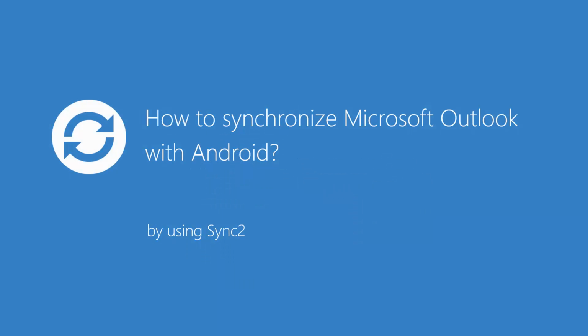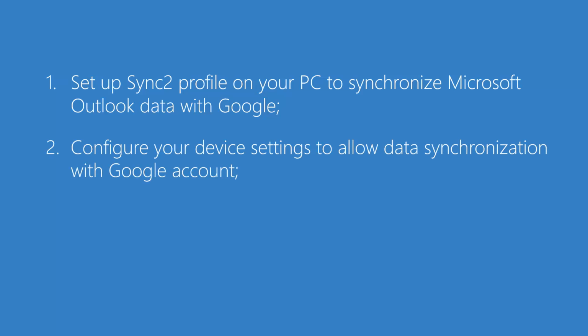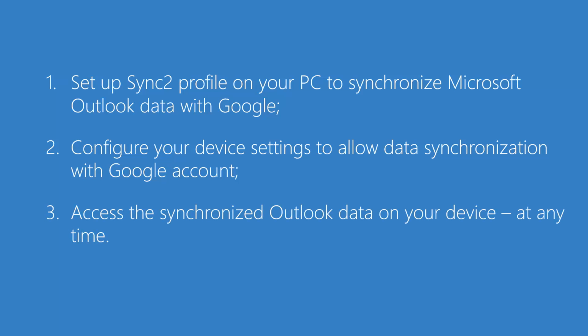This video will demonstrate how to synchronize Microsoft Outlook with Android devices by using Sync2. Start by setting up a Sync2 profile on your PC to synchronize your Microsoft Outlook data with Google. Then configure your device settings to allow data synchronization with your Google account. After the setup is complete, access the synchronized Outlook data on your device at any time.